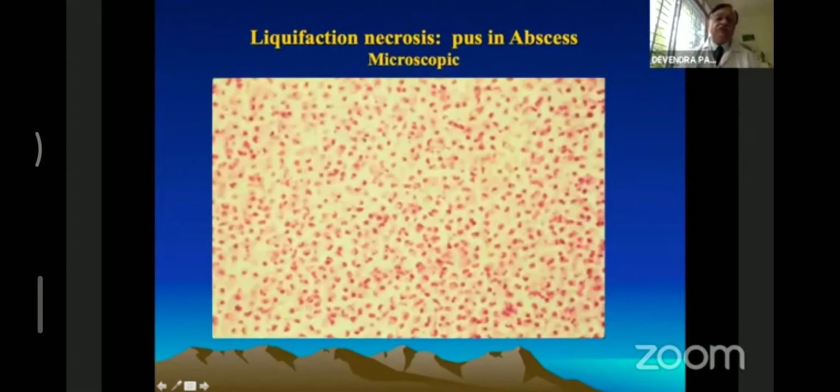How does pus look under the microscope? Pus is basically the dirty background given by the liquefactive necrosis of the tissue, the dead and living soldiers of the body, the WBCs, the leukocytes that we see. Under higher magnification, we may be able to see the bacteria also. That is the liquefactive necrosis, pus under the microscope.